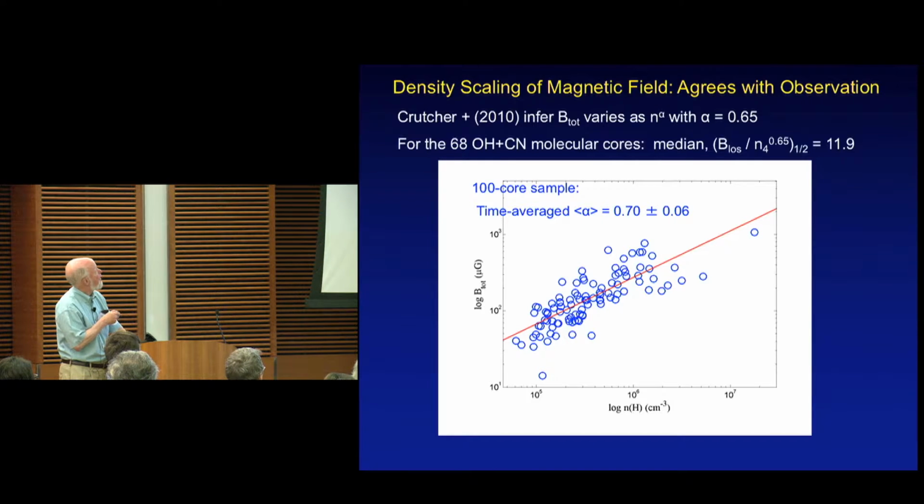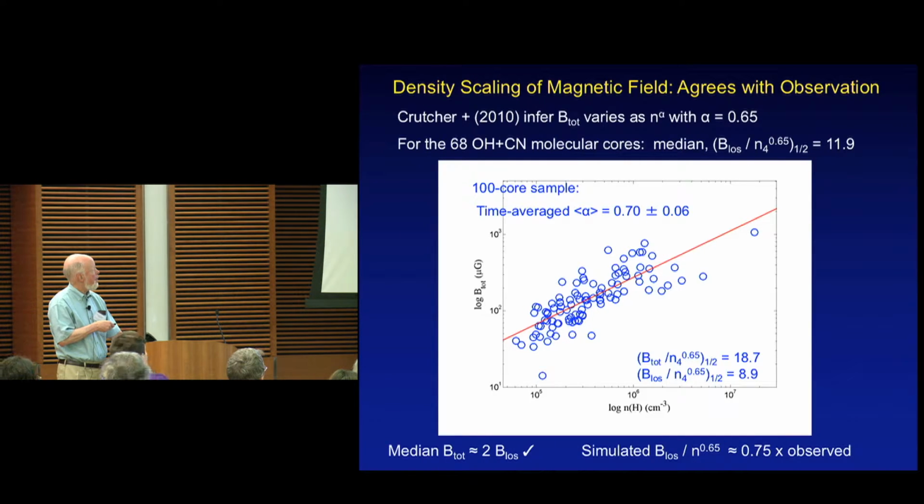For their 68 cores, their median of B line of sight over n to the 0.65 was about 11.9. For us, it's 8.9. And then for the total field, it's about twice that. So there are 2 consistencies here. First of all, the median value of the total field is about twice that of the line of sight field, which is what you expect. The simulated value we have here is 3/4 of the observed value. And I want to emphasize again that we just picked all these round numbers and did one simulation, and this is remarkable agreement really for trying to simulate the real world in a very heterogeneous data set.